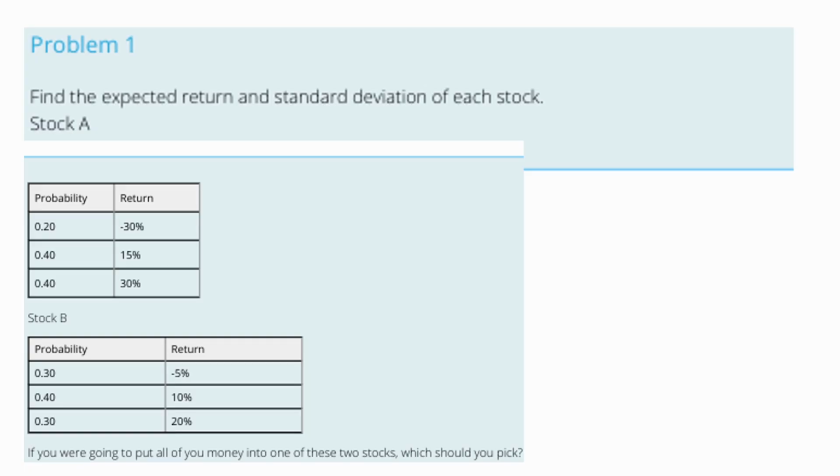Now turning to some problems. Find the expected return and standard deviation of stock A with a 20% probability of negative 30%, 40% probability of 15% return, and 40% of 30%. Stock B has a probability of 30% of negative 5%, 40% of 10%, 30% of 20%. If you're going to put all your money into one stock, which should you pick?